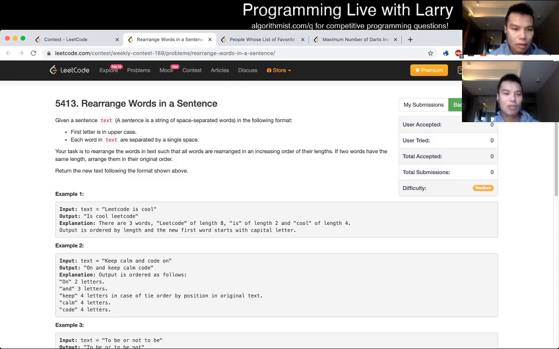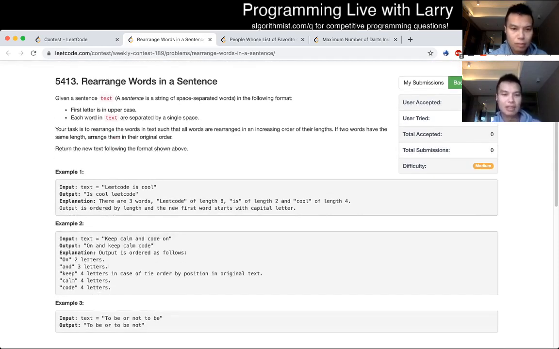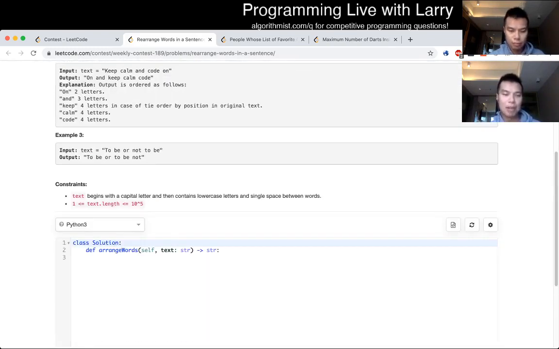Q2, rearrange words in a sentence. So this one I also knew how to do immediately. There's some trickiness around making sure you capitalize the first word and lowercase it and stuff like this. But in general, I was just like, okay, so it's a sorting problem. Sort by the length and then sort by the index that it appears on. So that's pretty much it, minus the little fanciness around capitalizing the right word.